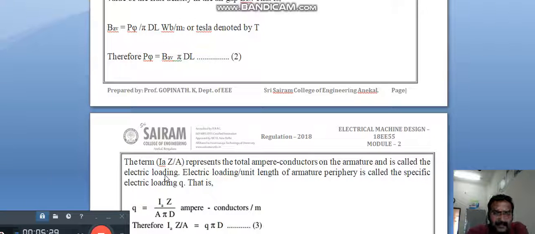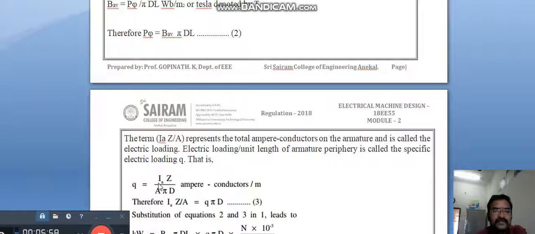Here, in I_a Z by A, I_a is the armature current, Z is the number of conductors, and A is the parallel paths. So I_a Z by A represents the total ampere conductors on the armature and is called the electric loading. Electric loading per unit length of armature periphery is called specific electric loading q, that is, q is equal to I_a Z by A pi D ampere conductors per meter.